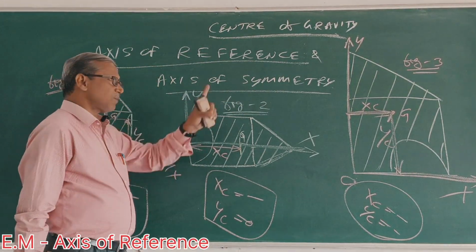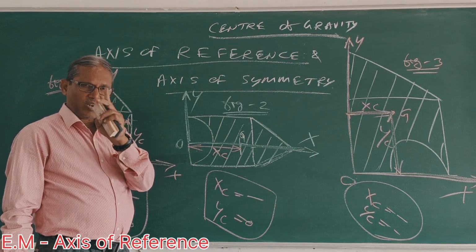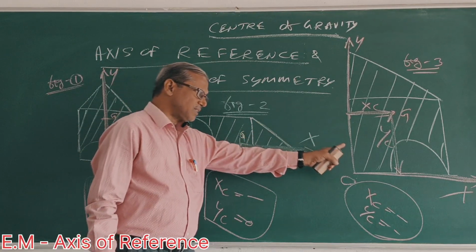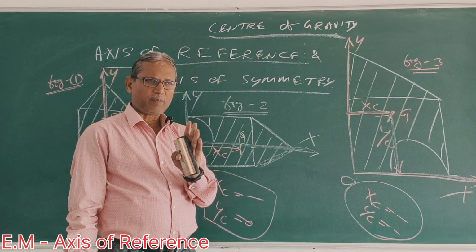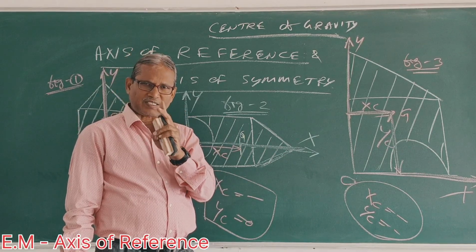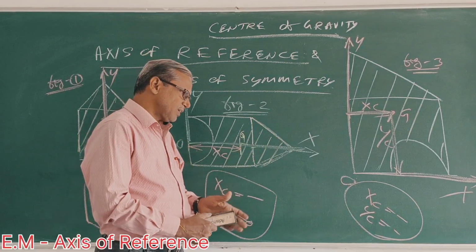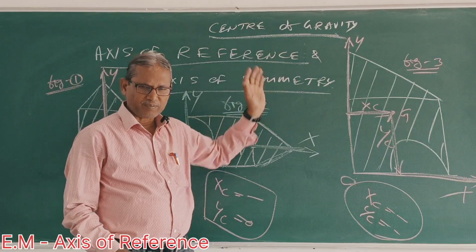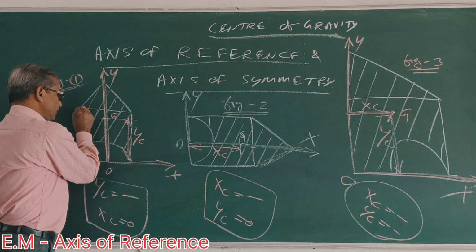So what is axis of reference and what is axis of symmetry? If the figure is equally divided into two parts, then that axis is called the axis of symmetry. But what is the axis of reference? Always we will find out the CG of a body with reference to some assumed axis. That reference axis is called the axis of reference. Generally, the lowest line is taken as the x-axis and the extreme left is taken as the y-axis. Clear?